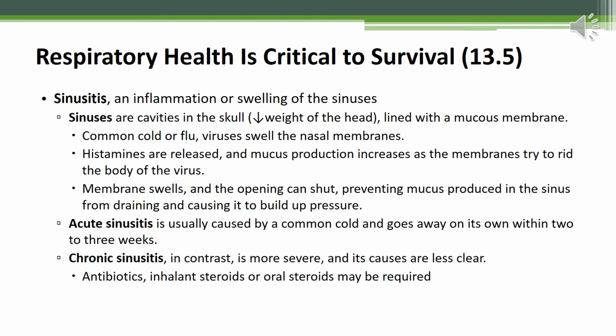Now, there are two different types of sinusitis. There's acute sinusitis, and this is usually caused by the common cold, and as it's called acute, it goes away on its own within 2 or 3 weeks. This is probably the most common type of sinusitis. And then we have chronic sinusitis, which is more severe, and the causes of this type of sinusitis are less clear. However, we can use antibiotics, inhalant steroids, or oral steroids to help cure this problem.